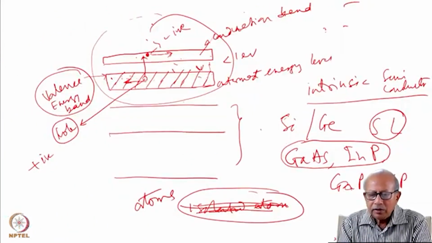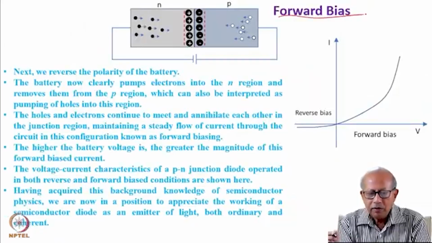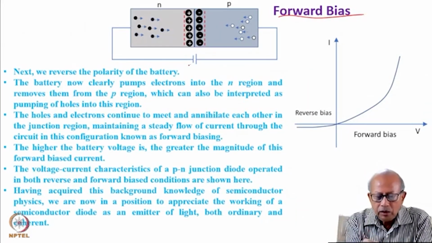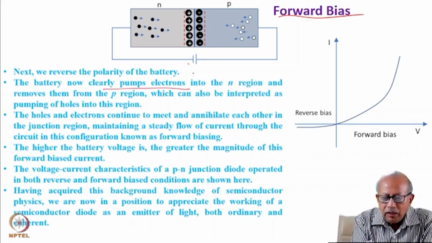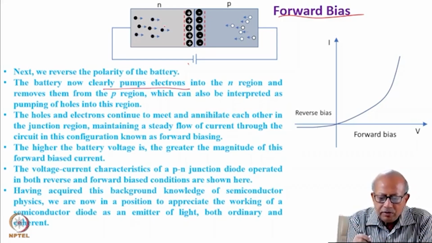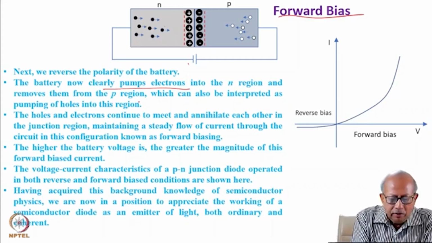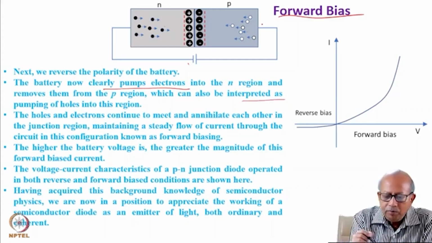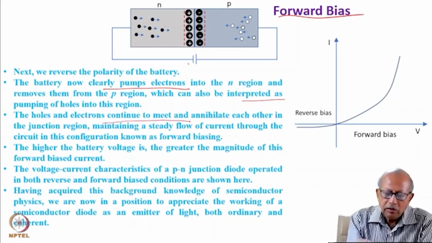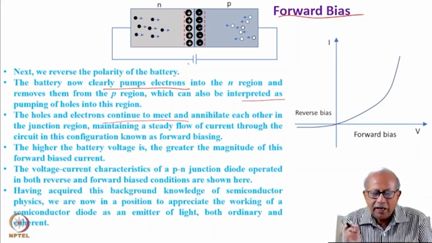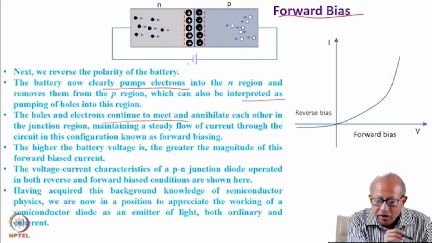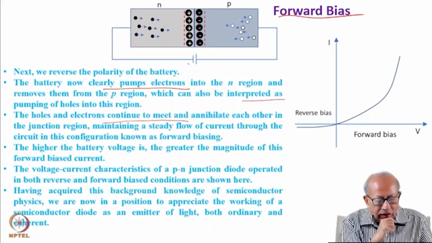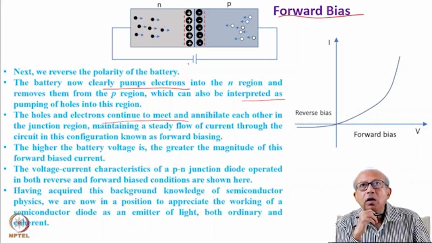Now, if we bias it the other way, that is forward bias, that means you connect the n region to the negative end of the battery and p region to the positive end. Then what happens? The battery now clearly pumps electrons in the n region, and pumps holes in the p region. The holes and electrons then continue to meet at the junction and annihilate each other in the junction region, that is in this depleted region, maintaining a steady flow of current through the circuit in this configuration, which is known as forward biasing.